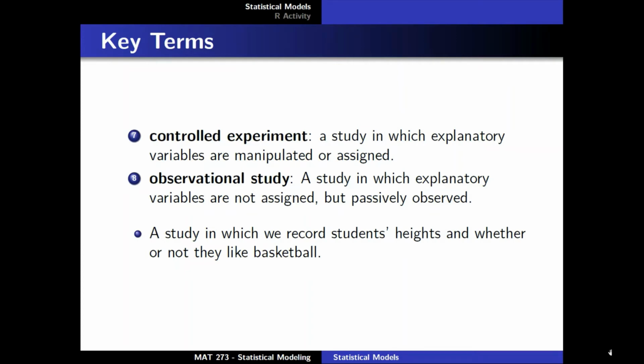Okay, so we recorded students' heights, whether or not they like basketball. So this is an observational study. We are a researcher and we are actively engaged in this study here, but we did not change the students' height. We didn't set their height. We didn't assign them to like basketball or not. We just recorded how it was in reality. So we passively observed these values. So this is an observational study.